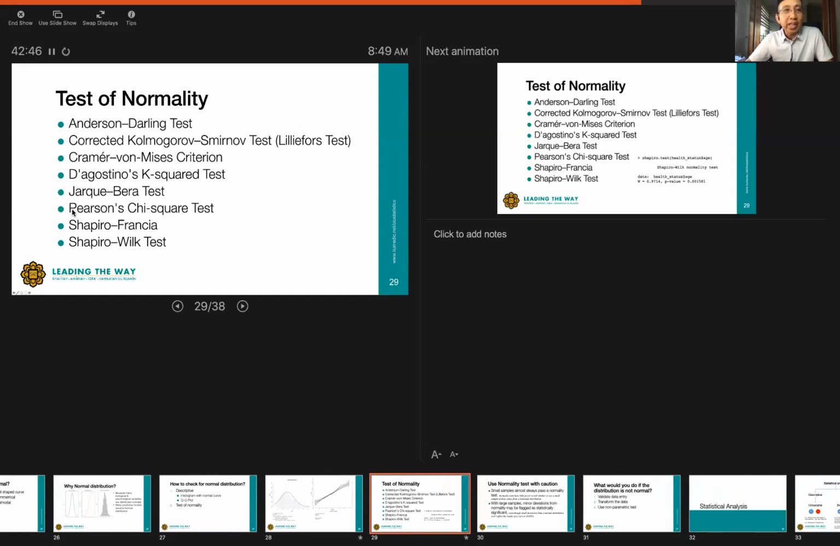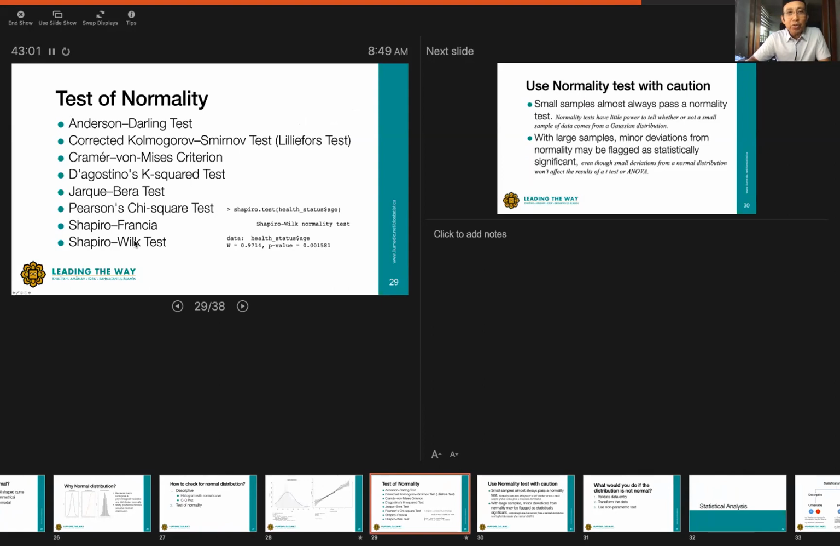You can see there are many tests for normality here. In SPSS, you only have two, the corrected Kolmogorov-Smirnov test and the Shapiro-Wilk test. In R, you can have everything that you like. The example I'm giving here is the Shapiro-Wilk normality test in R. From the analysis, you can get that the p-value is significant. When the p-value is significant, it means H is not normal. Okay, so this is based on a test of normality.